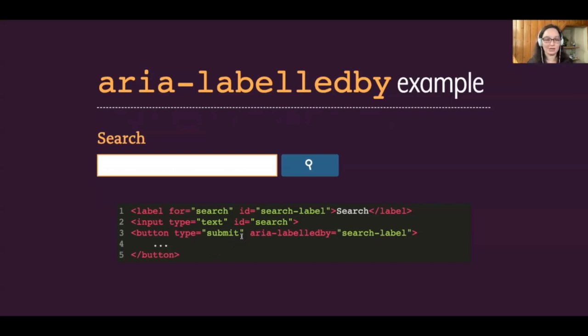And we use ARIA labeled by to link the label search with the button using the ID value. So to do that, we add an ID to the label element, and then add an aria-labelledby attribute with the same value. So in this case, the ID value for the search label is search-label, and the aria-labelledby value for the button is also search-label. Now these two are programmatically associated.